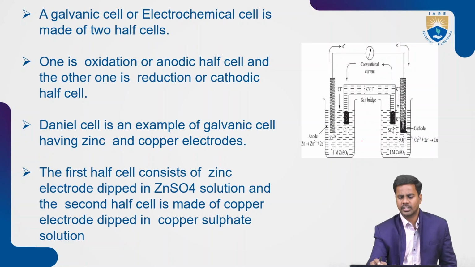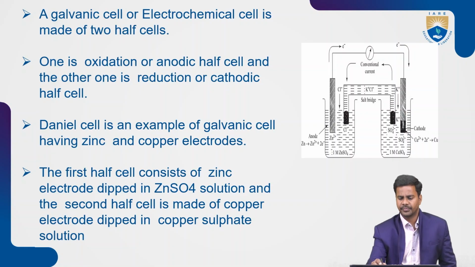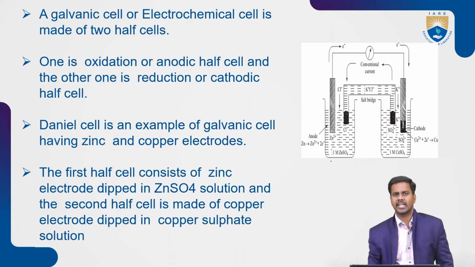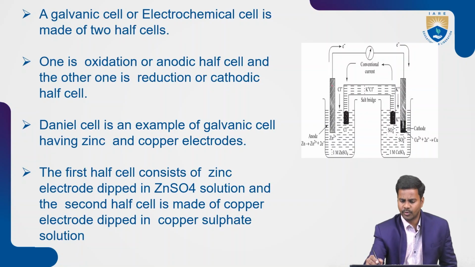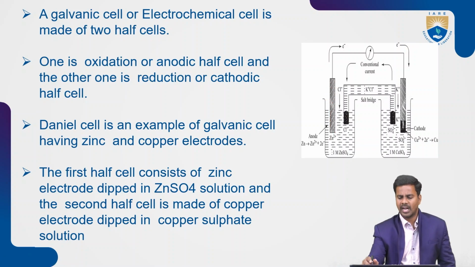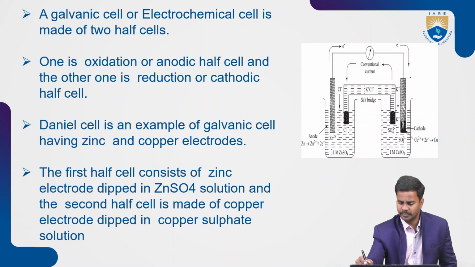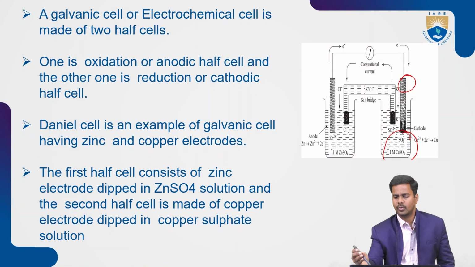Coming to the first half cell, that is the anodic compartment, which contains a zinc electrode dipped in ZnSO4 solution. And the second half cell is made up of a copper electrode dipped in copper sulfate solution.